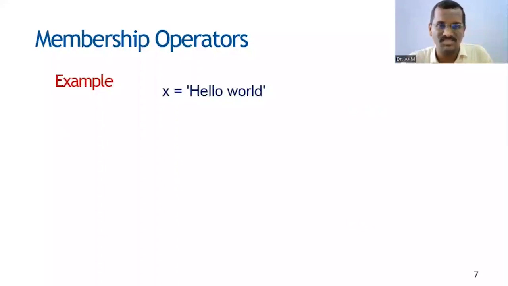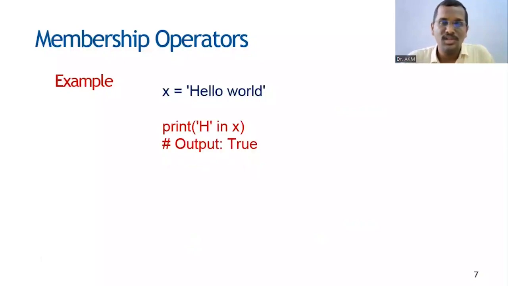Let us take X, which contains the string hello world. So print H in X. I have to check whether H is a character which is available in X or not. Yes, H is a character available in X. So the in keyword checks whether the specified character H is available in the given variable X, and it returns true. It means H is available in X.